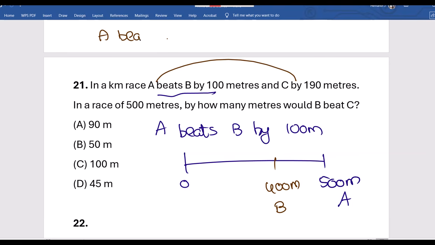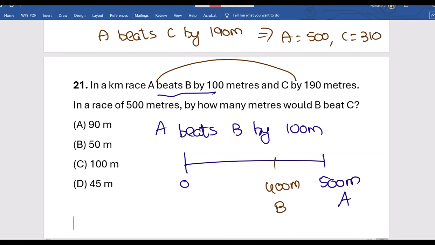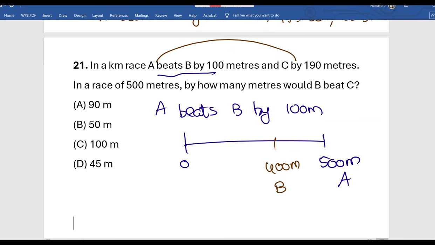Now, A beats C by 190 means, tell me, A covered how much? A beats C by 190 means what are A and C values? A is 500, C is 310. Everybody clear with that? Now what do you want? B beats means B should be 500. Then what is B by C? 500 divided by question mark, if you know that, then I can decide the answer.